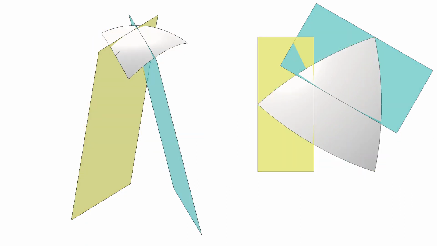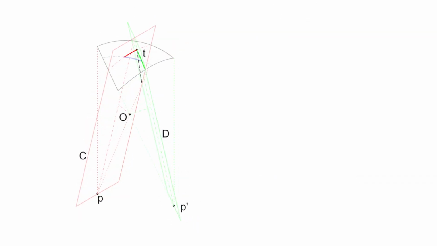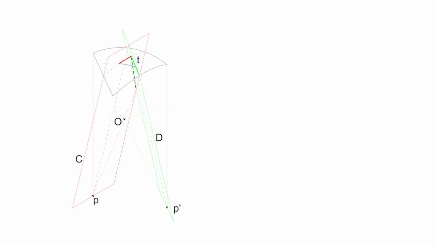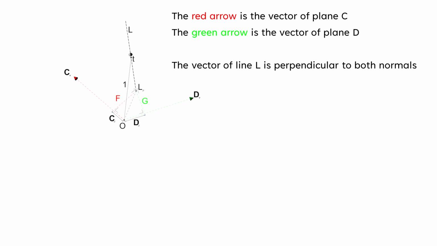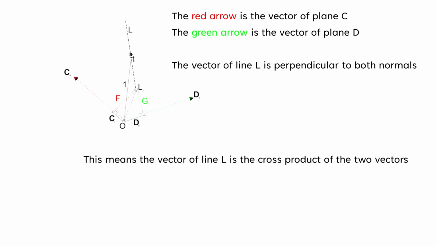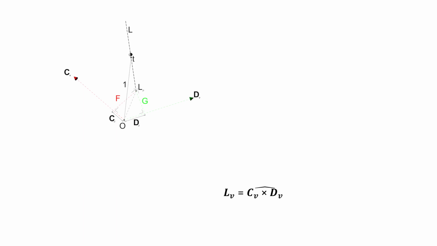If we have 2 planes, then they intersect into a line. Let's calculate the line of the 2 intersecting planes. We have a red and a green arrow representing the normals of the planes. The line is on both planes and therefore it is perpendicular to the normals of both planes. So we can instantly calculate the vector of the line by taking a cross product of the plane normals. That's the easy part.